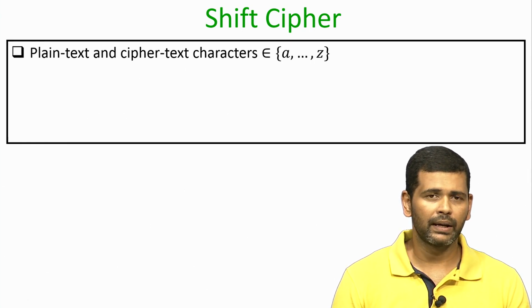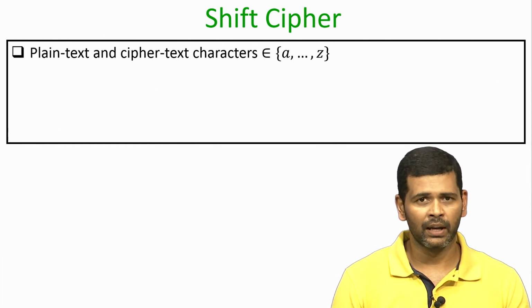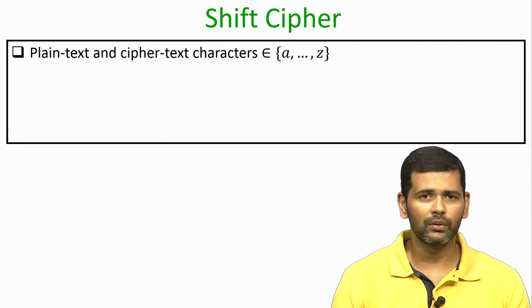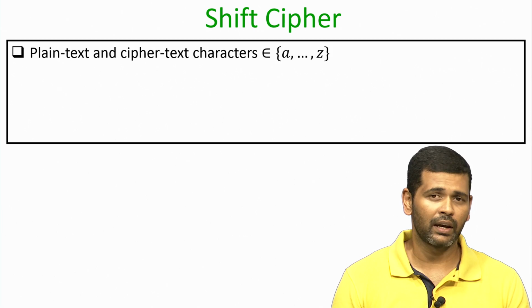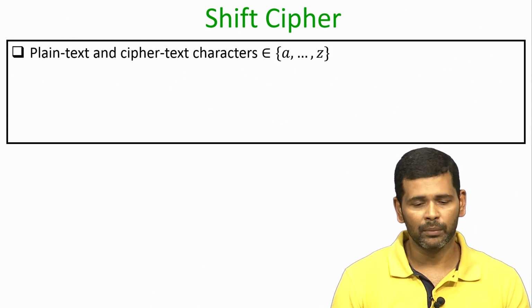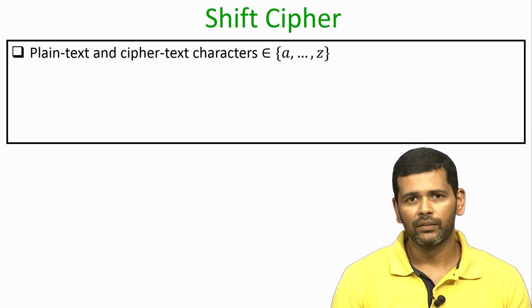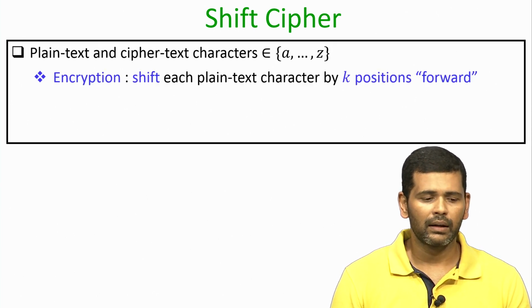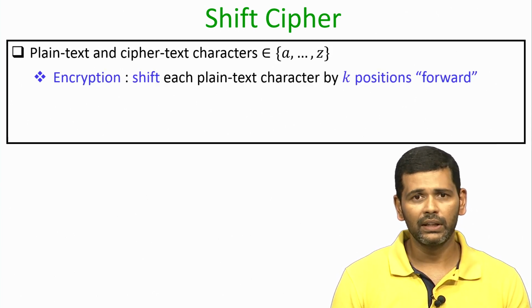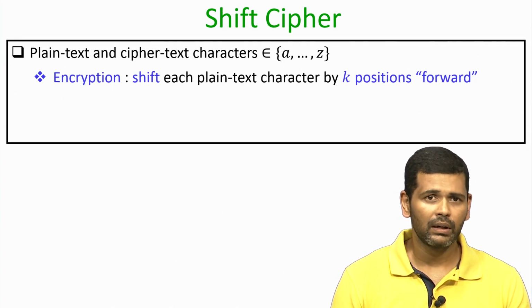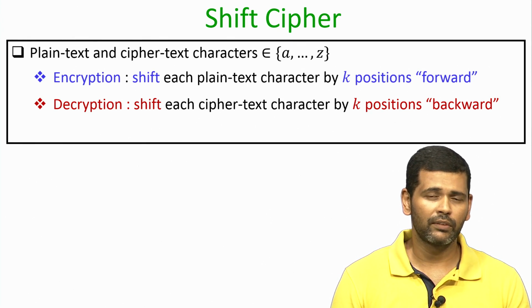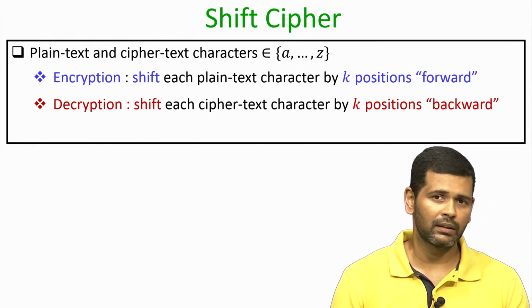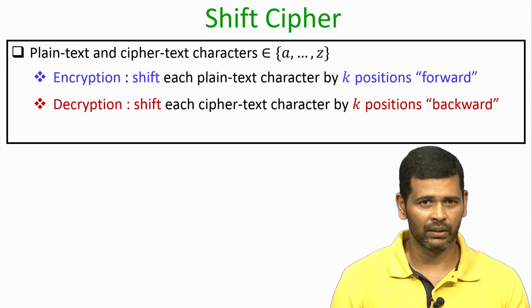So, let us discuss the shift cipher, which is a very simple symmetric encryption process, and in the shift cipher the plain text and the ciphertext characters belong to the alphabet of some natural language. So, for instance, we assume that the plain text and ciphertext characters belong to the English alphabet set, namely the set of letters A to Z. And the encryption process here is to shift each instance of the plain text character by k positions forward, and the decryption process is to shift back each ciphertext character by k positions in the backward direction.